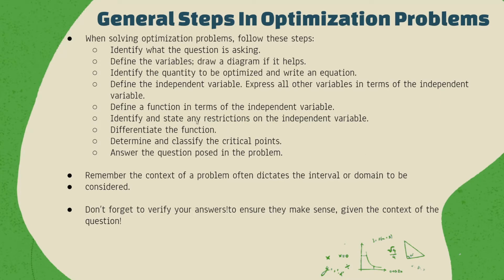It is also important to always keep the context of the problem in mind, because usually it will dictate an interval or the domain of the question. For example, you can't go over the cost of $500. That means your x value, which is your cost, for example, can't be over 500. It also can't be 0 because you're not getting anything for free.